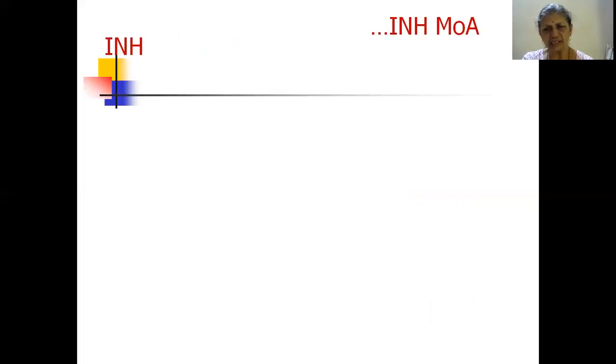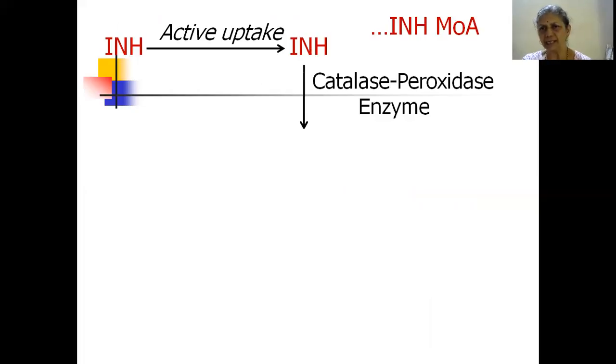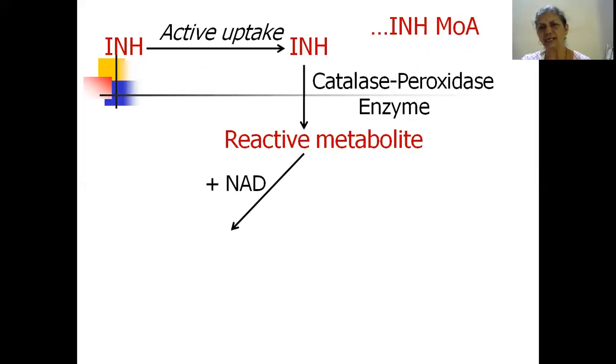The mechanism for INH in detail. INH is actually a prodrug which is actively taken up by the bacteria, and the bacterial enzyme, catalase peroxidase enzyme, which is present in the bacteria, is capable of activating INH into reactive metabolites. These reactive metabolites are therefore formed only inside the bacteria, not in the human cells.